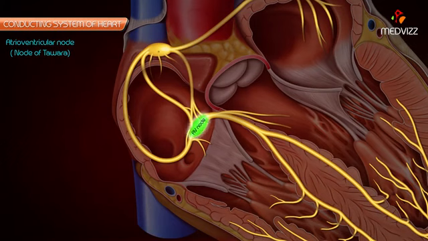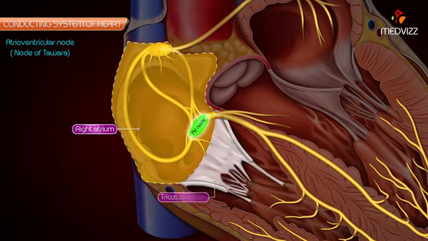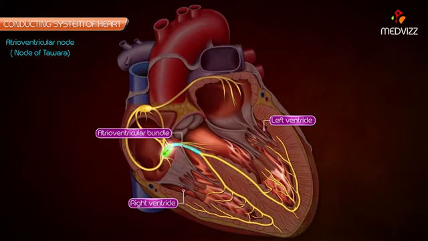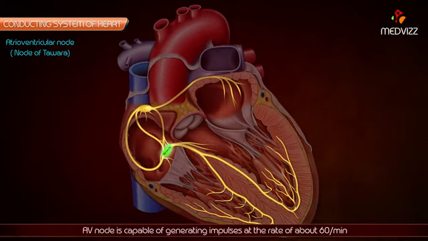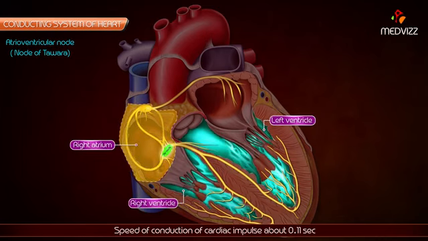Atrioventricular node is also known as node of Tawara. It is smaller than the SA node and is located in the lower part of the atrial septum, just above the attachment of septal cusp of the tricuspid valve or opening of the coronary sinus. It conducts the cardiac impulse to the ventricle by the atrioventricular bundle. The AV node is capable of generating impulses at a rate of about 60 per minute. The speed of conduction of cardiac impulse, which is about 0.11 seconds, provides sufficient time to the atria to empty their blood into the ventricle before ventricles start contracting.